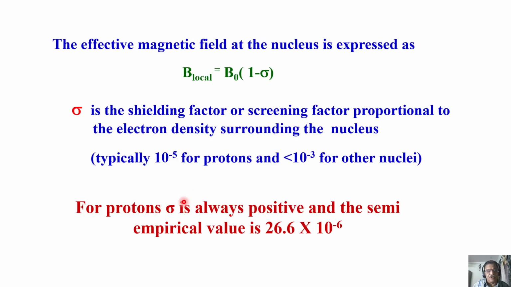There is a way you can calculate sigma. A lot of discussion can be done on chemical shifts and how to calculate sigma, and we would go deeper and deeper into the theory. Let us not bother about it for our course, just for understanding. Please remember, for protons the screening constant or the shielding factor is always positive, and the semi-empirical value is 26.6 times 10 to the power of minus 6. This is the semi-empirical value I'm just quoting without going into the details of how we calculate it.